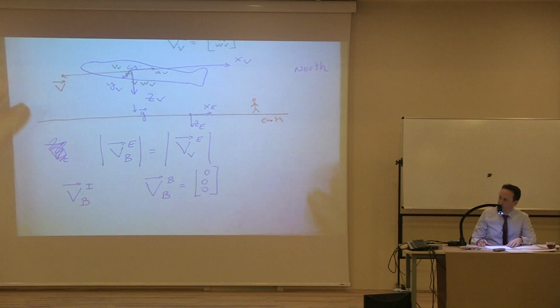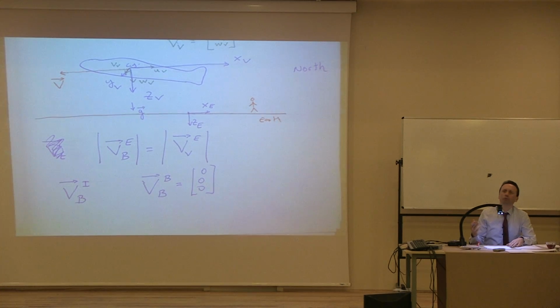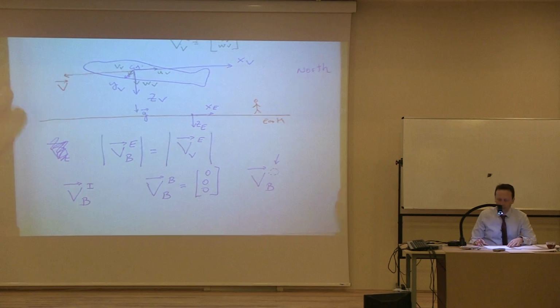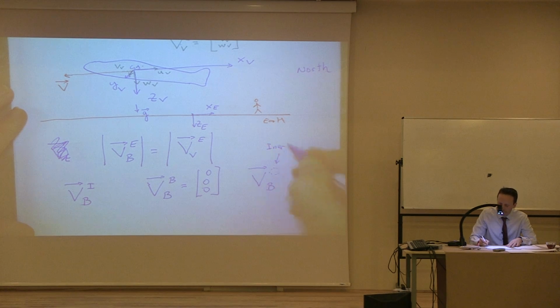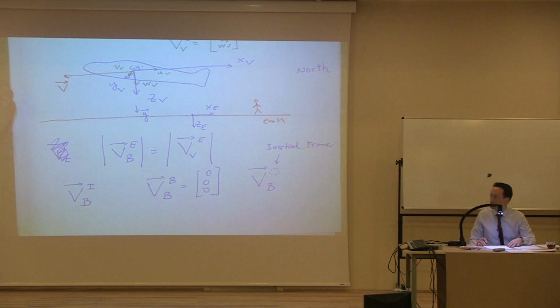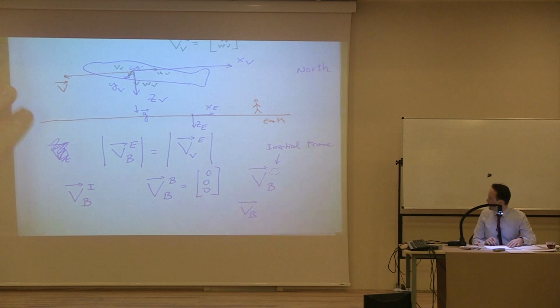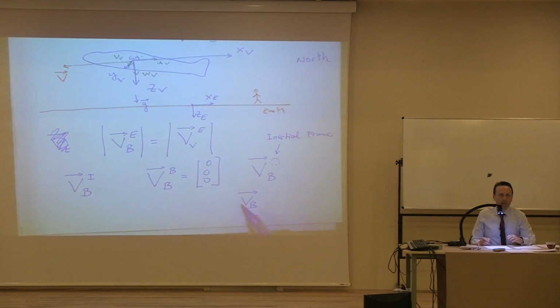Good. So, here is what I want you to agree with me. Whenever I don't write anything over here, I want to assume that it is the velocity in the inertial frame. So if I write velocity of the airplane like this, it means it is the velocity of the airplane with respect to the inertial frame written in the body axis system.